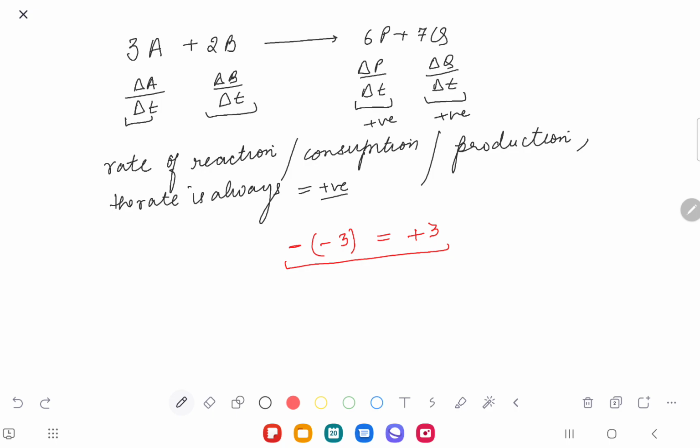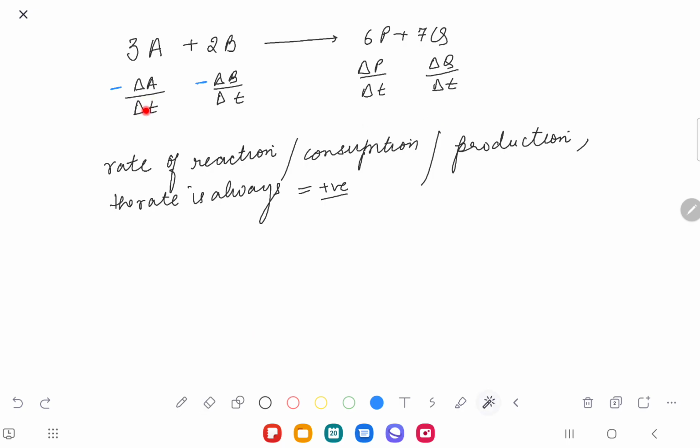Yes. So if delta A over delta T comes out to be negative, don't you think that you should apply a negative sign right in front of it? So we apply this negative sign right in front of delta A and delta B because these values individually would be negative, and to make them positive, I need to apply a negative sign. Right? Also, do you think that they would be equal? Delta A over delta T, delta B over delta T, delta P over delta T, and delta Q over delta T. Do you think they would be equal, Shruti?